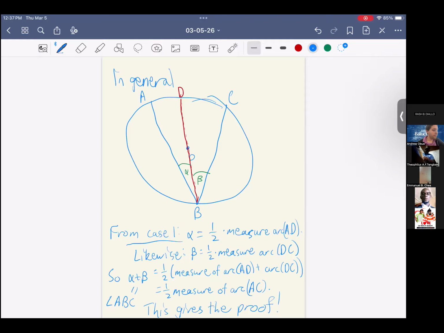Okay, so this gives the proof. The real work is in the first case where one of the sides goes through the center, and then for this second proof, you need to draw a line through the center to make it work.